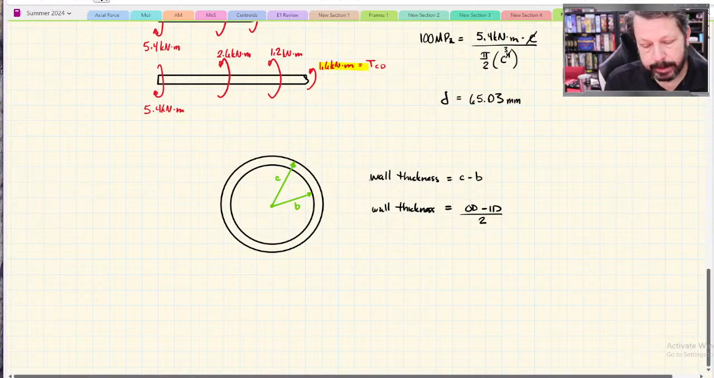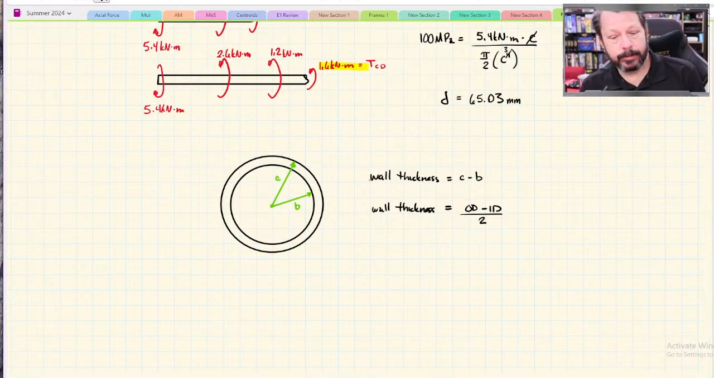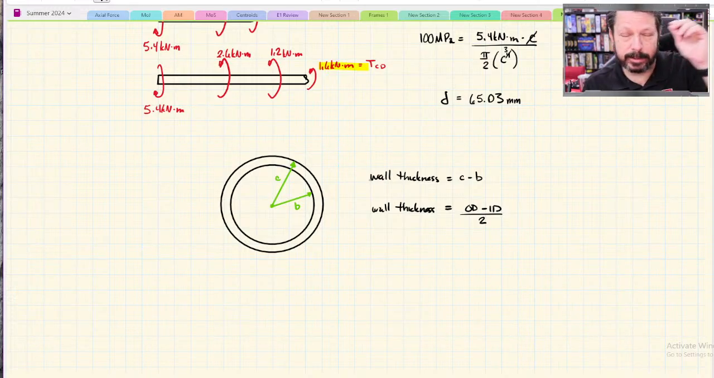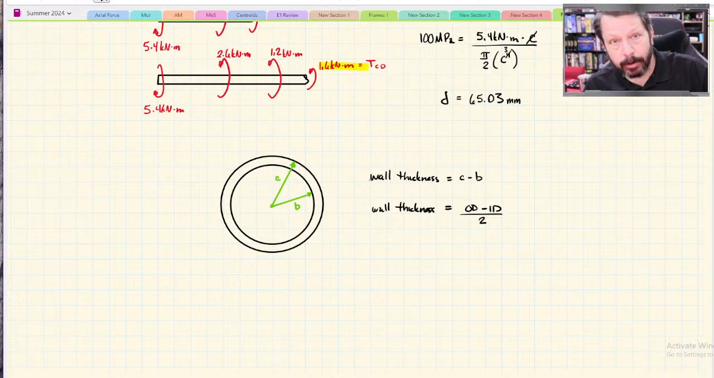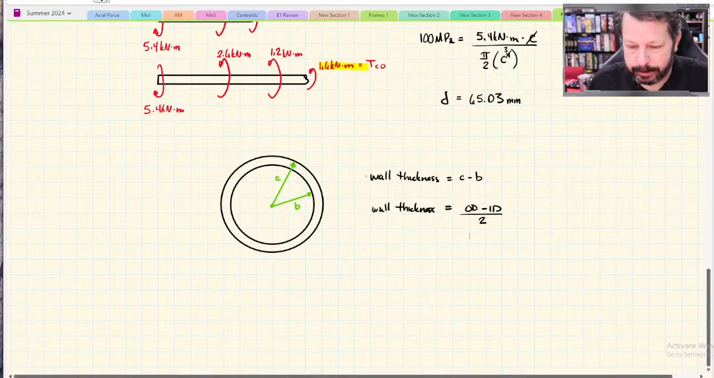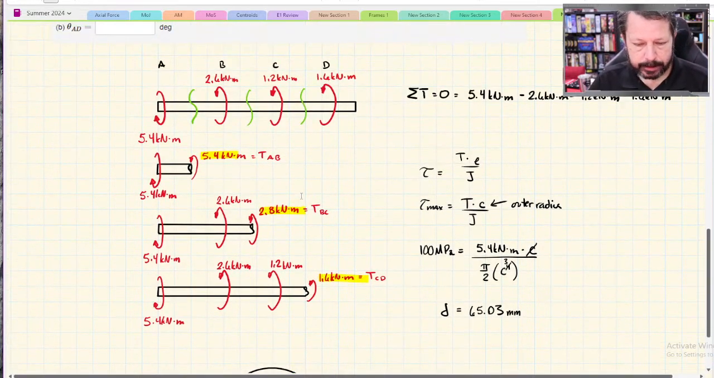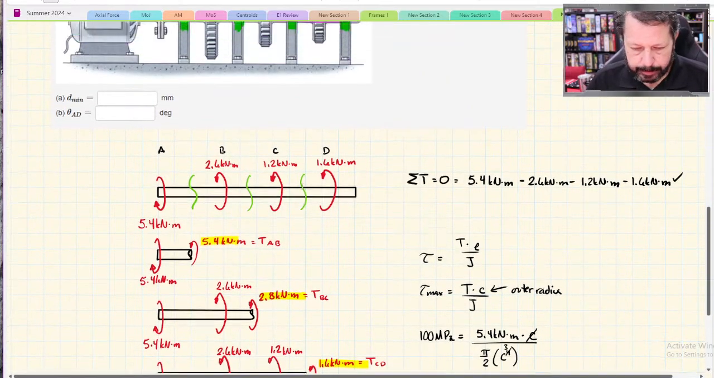So if you do run across a problem asking about wall thickness, and you're given diameters, just remember that the wall thickness is outer radius minus inner radius, or outer diameter minus inner diameter, all of that divided by 2. All right, so that's because it's not hollow. All right, so let's do the other part of this.